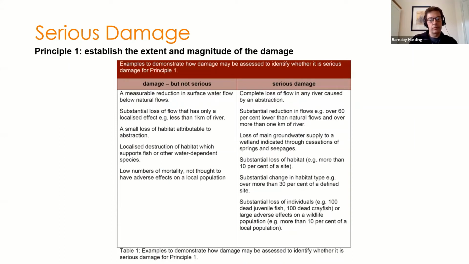So there are tables in there which give some examples of what might constitute damage and what might constitute serious damage. For principle 1, for example, you're looking at where the flows are reduced below natural flows, but not significantly. That would be not serious. But where you've got complete loss of flow, for example, in a river, that would be considered serious. And there are various other examples.